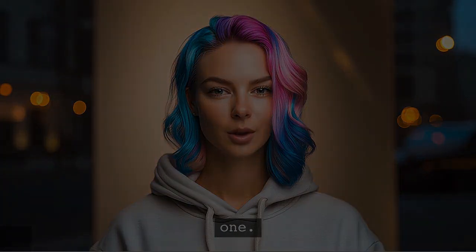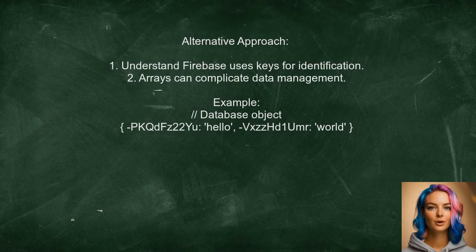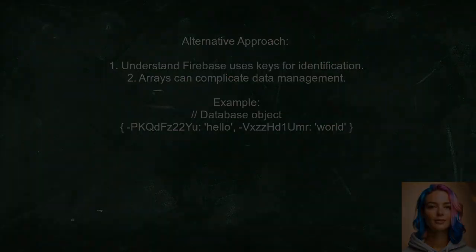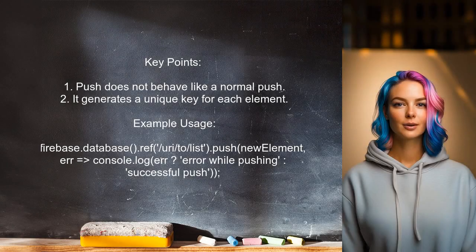Let's take a look at another one. An alternative approach shared by another user highlights that arrays can complicate data management in Firebase. They explain that Firebase uses keys for element identification instead of relying on array indices, which can be unreliable when elements are added or removed. They also clarify that the push method in Firebase does not function like a typical array push. Instead, it generates a unique key for each new element, modifying the object structure in the process.